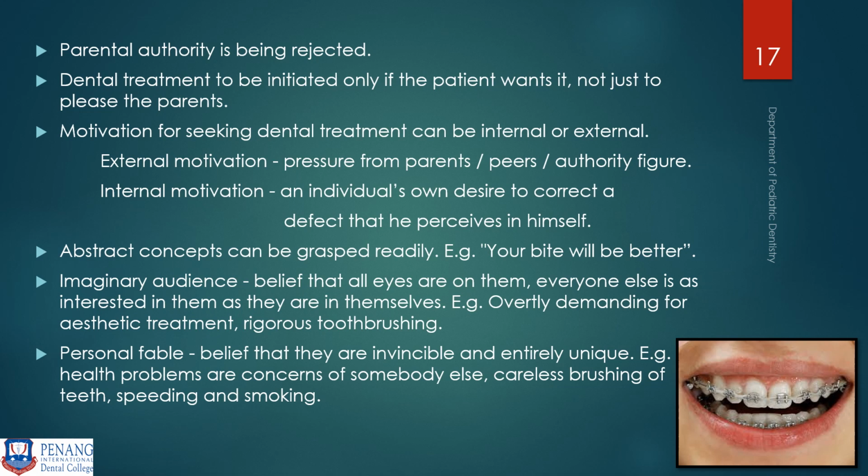Now 2 things happen in this age group. One is the imaginary audience, and the other one is the personal fable. So these are the 2 stages of adolescence. What imaginary audience means is that the child will have a belief that all eyes are on them, and everyone is looking at them, everyone is talking about them. Okay, so this is the imaginary audience.